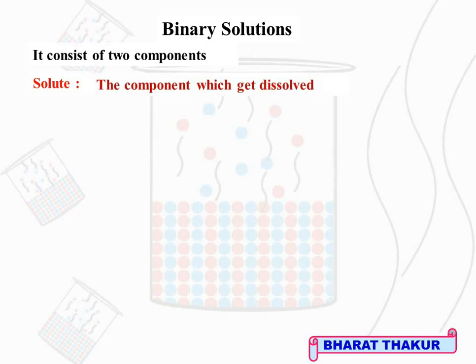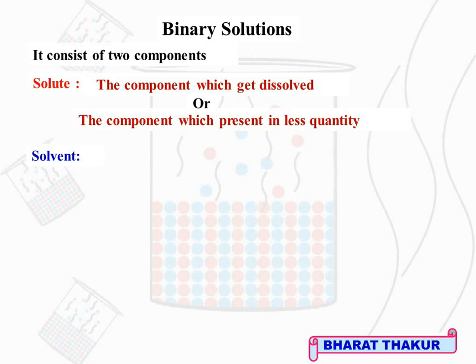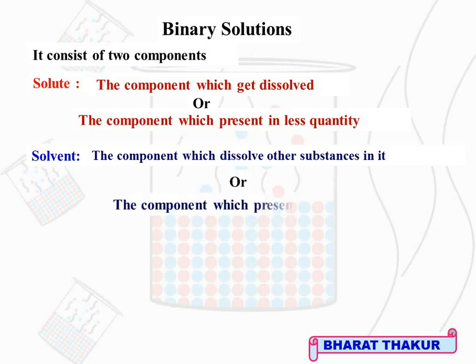The first is called solute. The component which gets dissolved is called the solute, or you can say the component present in less quantity is called the solute. The second component of a binary solution is the solvent. The component which dissolves other substances in itself is called the solvent, or in a simple way, the component present in excess is called the solvent. The first definition was the exact definition of solute and solvent, but in this chapter we can identify solute and solvent from their quantity. If it is present in less quantity, it is the solute. If it is present in excess quantity, it is the solvent.